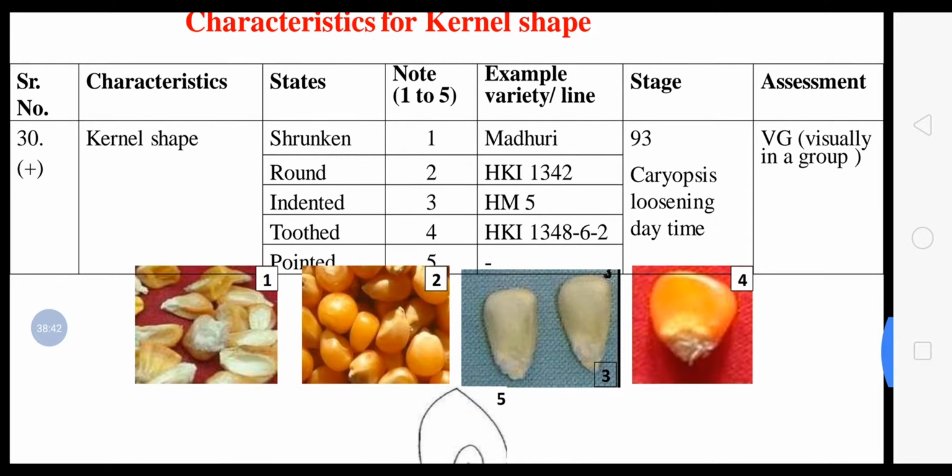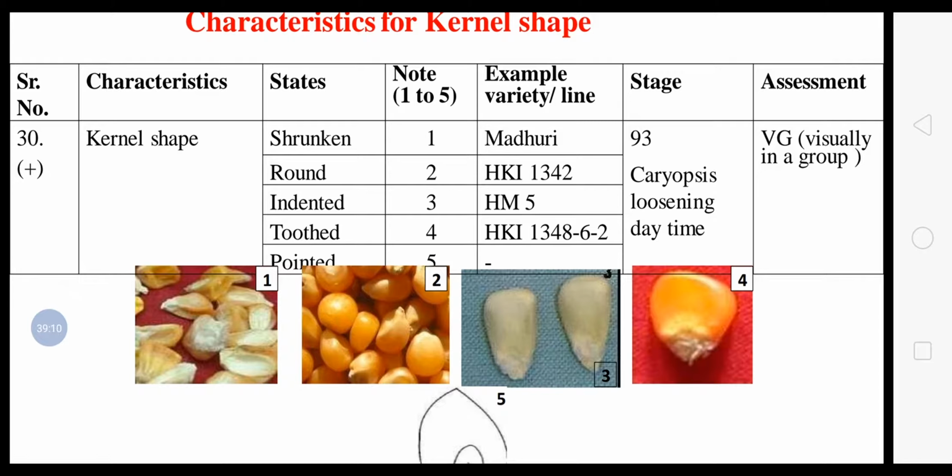30th characteristic is kernel shape. Kernel shape may be shrunken. In case of sweet corn, if the harvesting and drying of the seeds is done, generally you will observe the shrunken kind of seeds. In many of the field crops also, but this characteristic in field crops is very rarely observed. And Madhuri is a sweet corn variety. Shrunken characteristic is scored as 1.